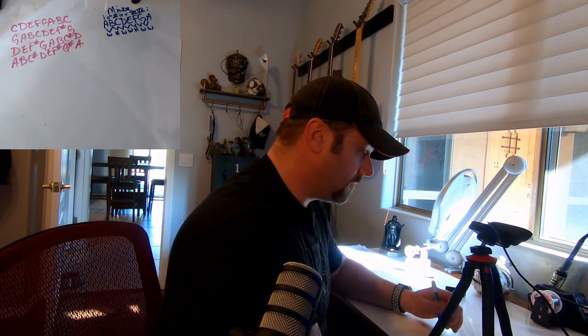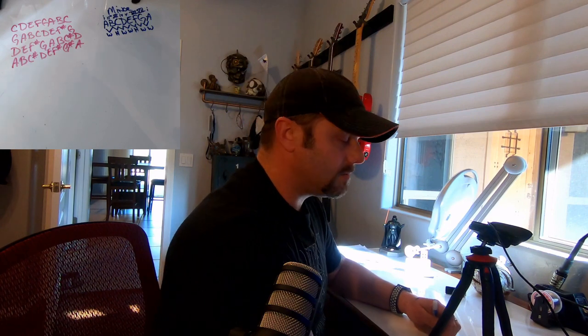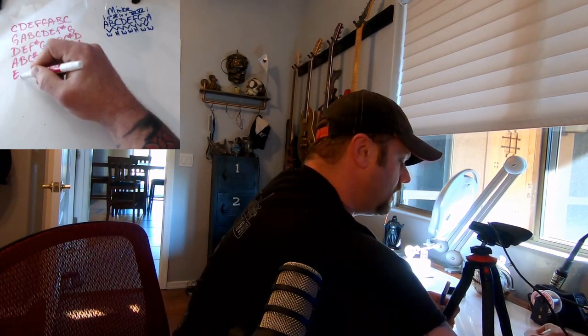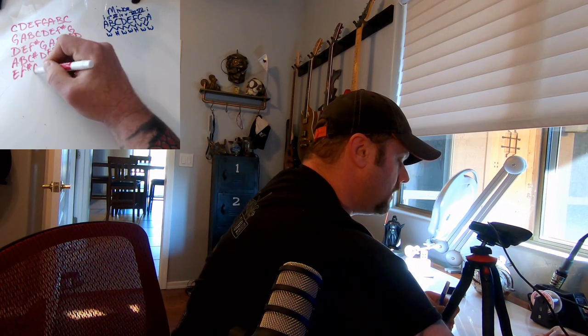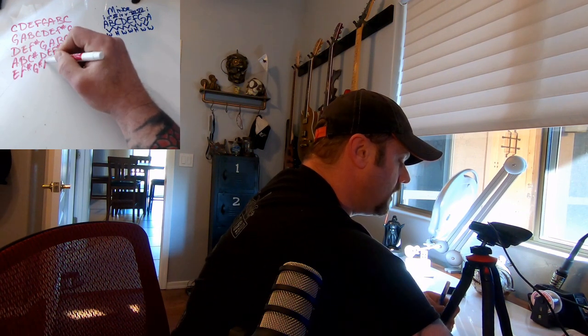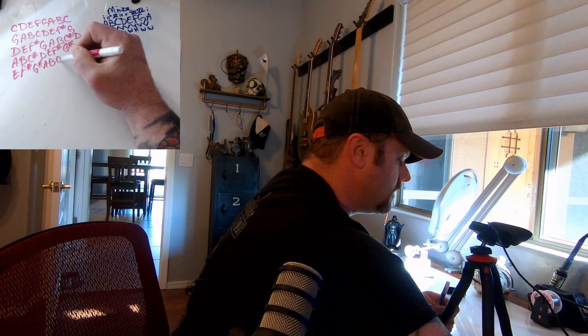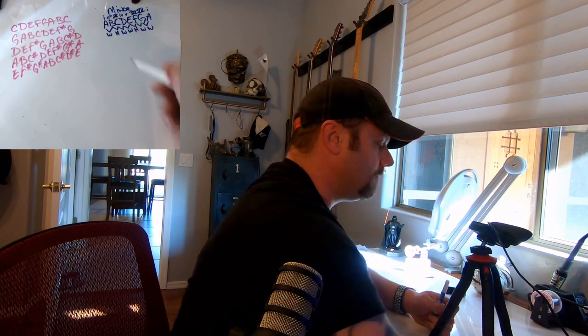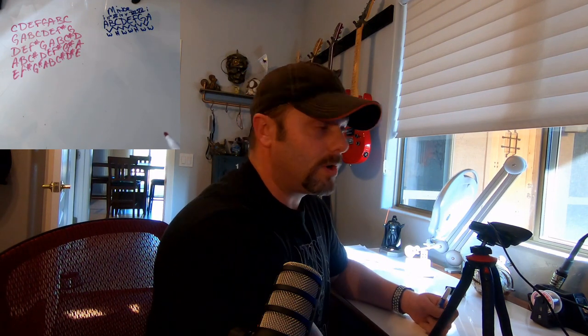Do you see a pattern developing here? I hope so. I'll explain it in just a minute. Next we're going to do E: E, F sharp, G sharp, A, B, C sharp, D sharp, E. And we'll do one more.